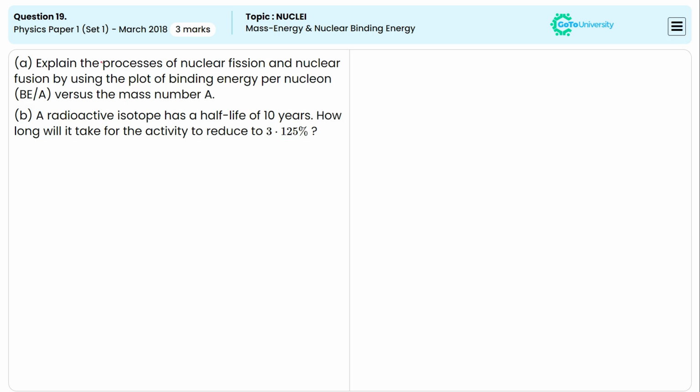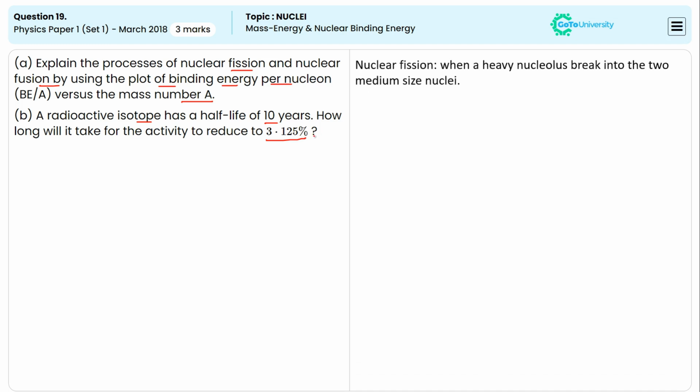Explain the processes of nuclear fission and nuclear fusion by using the plot of binding energy per nucleon versus the mass number A. The second part of the question is, a radioactive isotope has a half-life of 10 years. How long will it take for the activity to reduce to 3.125%? Okay. So here the first part of the question, we'll understand the nuclear fission.